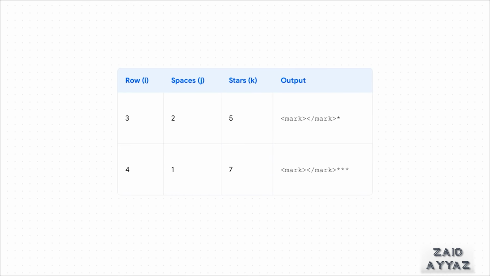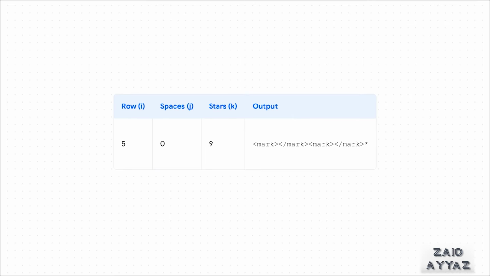For row 3, we get 2 spaces, 5 stars. For row 4, just 1 space and 7 stars. You can really see the magic here. The value of I from that one outer loop is directly controlling how many times both of the inner loops run. That's how we get that perfect sloping shape.